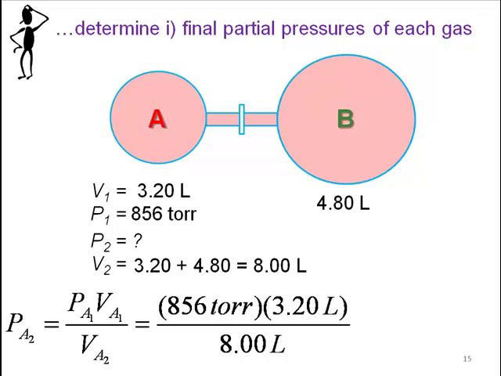856 torr is the pressure of A. 3.2 liters is the volume of A initially, and then the pressure of A at the end and the volume of A at the end. To solve for the partial pressure, this is called the partial pressure of A in the entire sample. So A gives up 342 torr, that's the pressure due to A. Then if we do the same thing for B, can it be as easy?